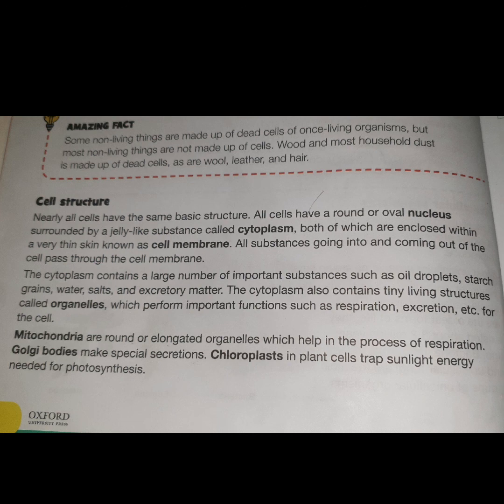We have already discussed that cell membrane is the outermost layer of the cell. It encloses cytoplasm and nucleus. All substances going into and coming out of the cell pass through the cell membrane. It means that any kind of substances like excretory substances, gases or nutrients have to pass through cell membrane in order to move into the cell or move out of the cell.